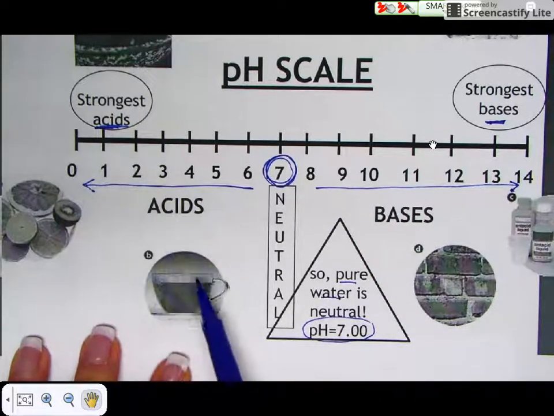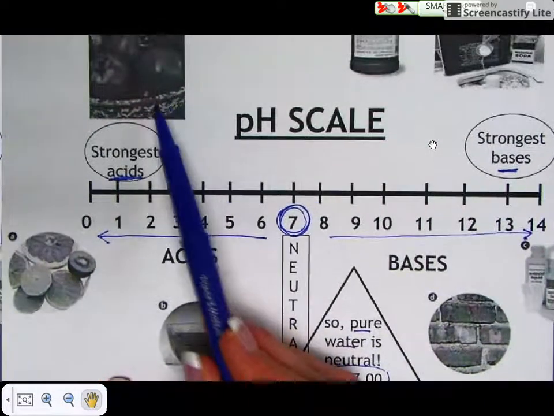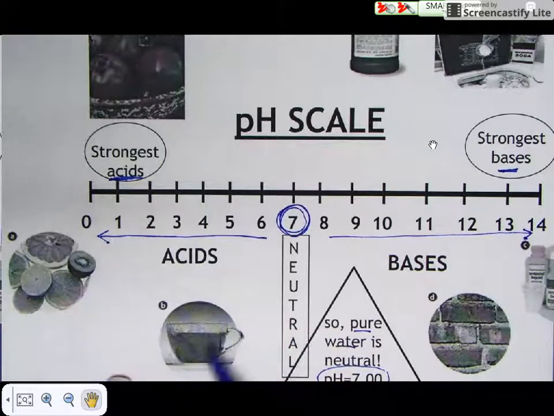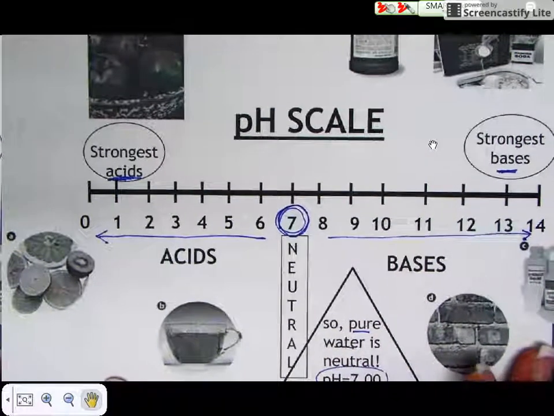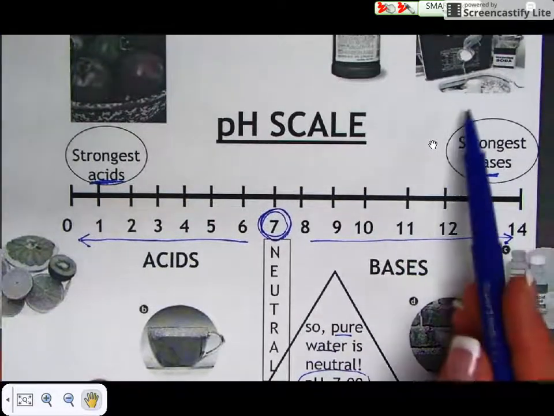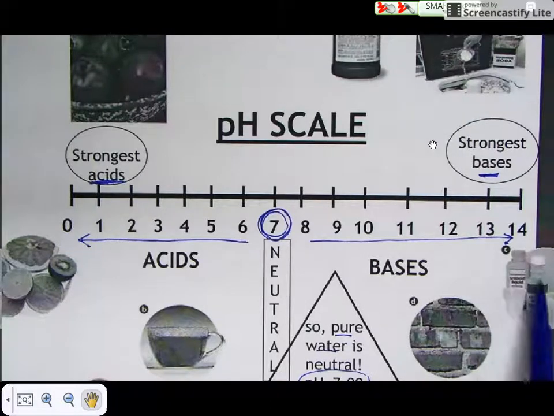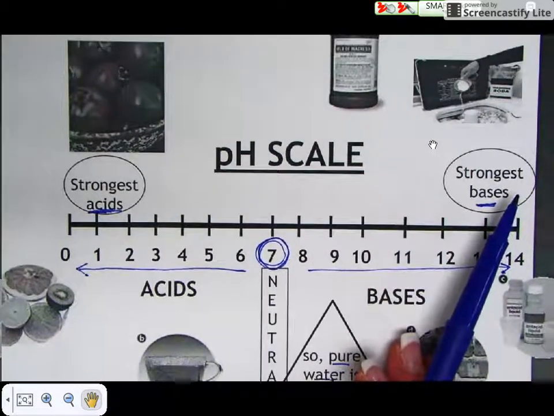Notice here that on the acid side, I've got some tomatoes. It's kind of hard to tell with this black and white, but this is tomatoes, some citrus fruits, some tea. They're acidic, so lots of our foods contain weak acids. And then some bases are washing powder. Antacids are bases. They're the opposite of acids, so they're anti-acids. Milk of magnesia here, that is also a base.